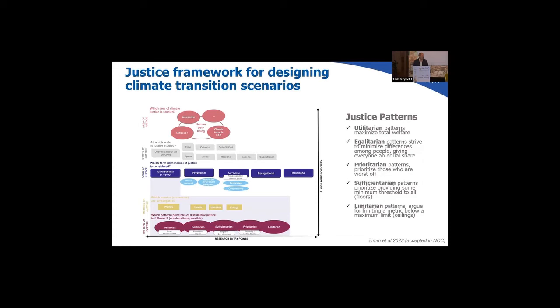So economic equity is just one dimension of many, and there is actually a new justice framework developed by Caroline Zimmer and colleagues, which would just appear, I think, next week in Nature Climate Change, not sure, which tries to make a first step into this direction and basically provide a framework how to design and to evaluate, for example, scenarios from different justice dimensions and perceptions, and how different patterns of justice could be brought into the integrated assessment modeling.